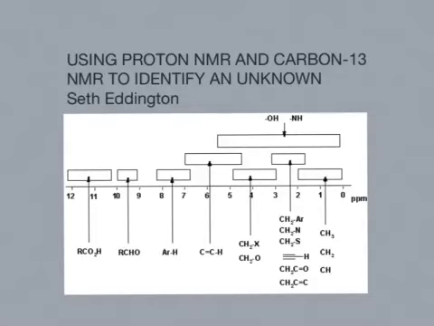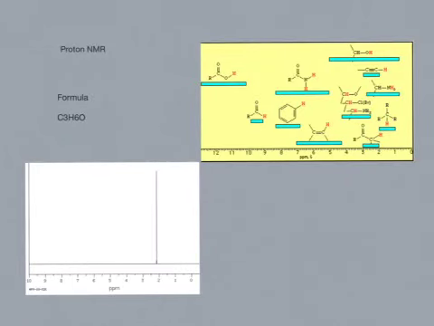So today we will be using Proton NMR and Carbon-13 NMR to identify an unknown. This is a table that shows different functional groups and things of that sort for Proton NMR. So as we can see, our formula is C3H6O. So we're going to have 3 carbons, 6 hydrogens, and 1 oxygen.